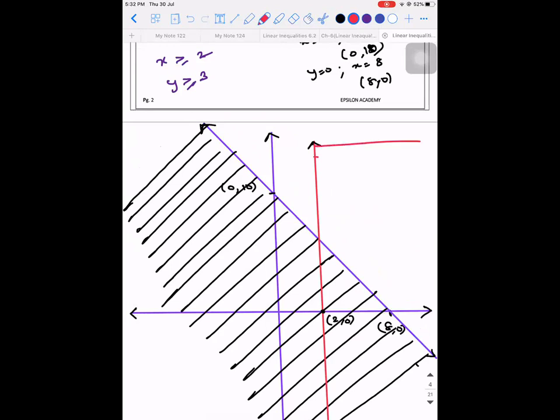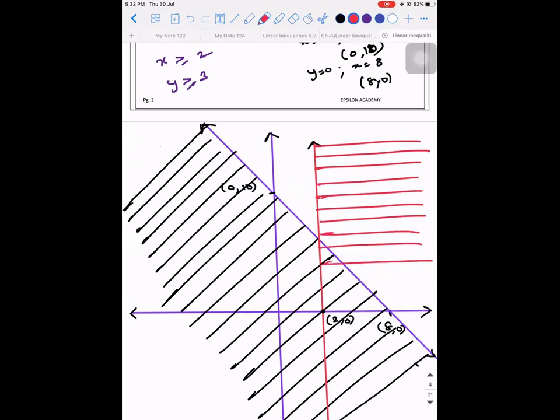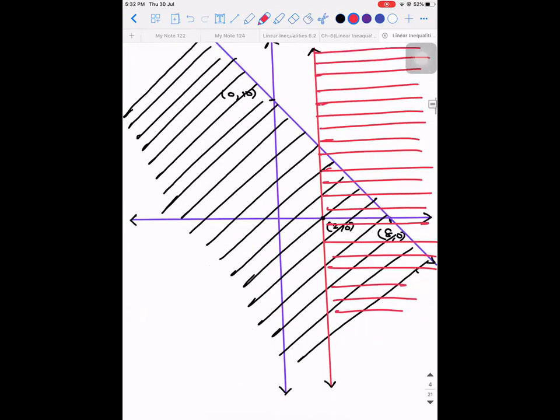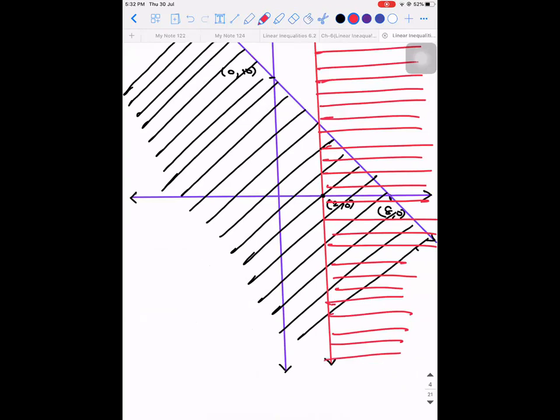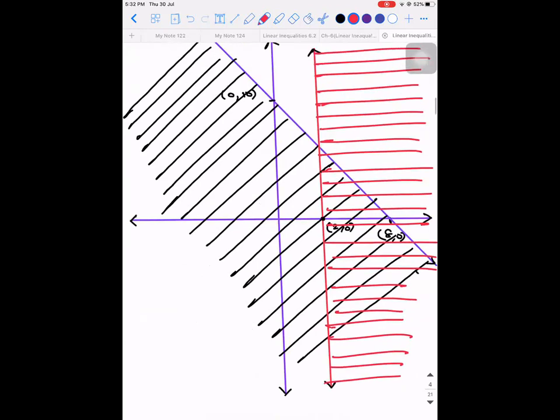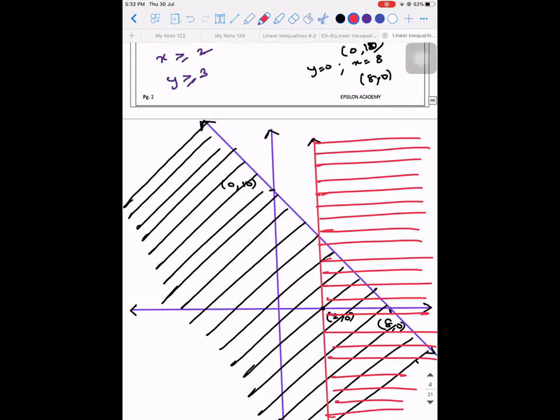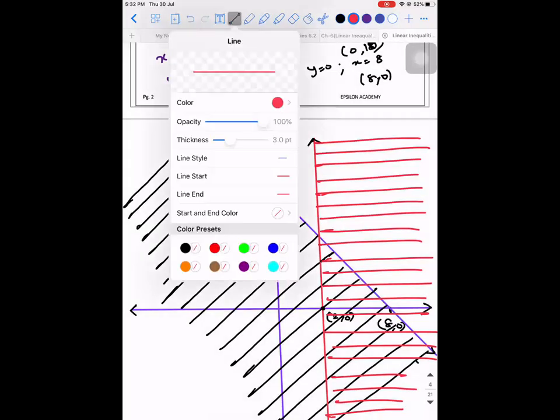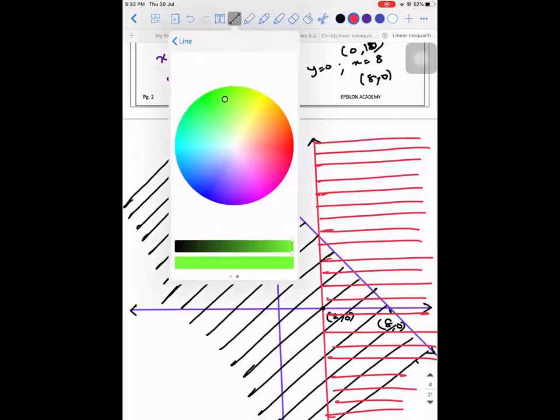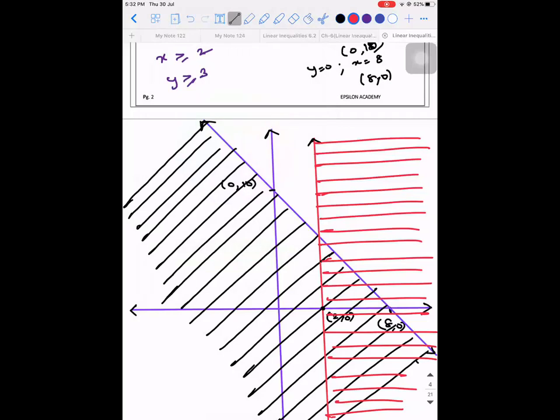So origin is not included. I'm going to use different lines, okay, so that I'll be able to find the common area. So it is going like this. Now what is for y greater than or equal to 3? y is equal to 3 represents what? A straight line parallel to the x-axis. Right.